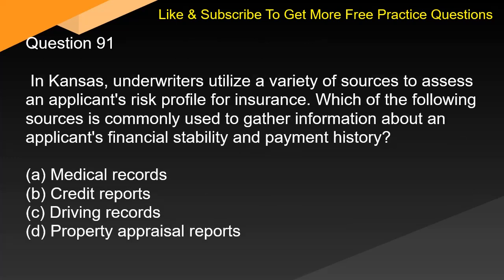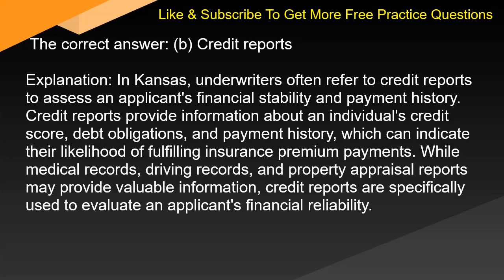Question 91. In Kansas, underwriters utilize a variety of sources to assess an applicant's risk profile for insurance. Which of the following sources is commonly used to gather information about an applicant's financial stability and payment history? A. Medical records. B. Credit reports. C. Driving records. D. Property appraisal reports. The correct answer, B. Credit reports.